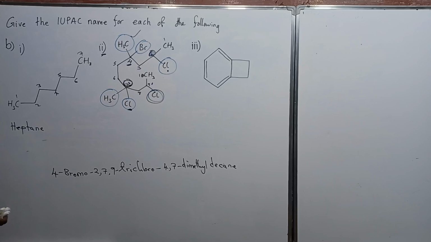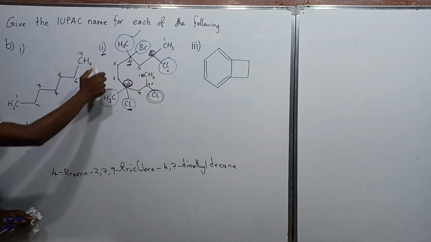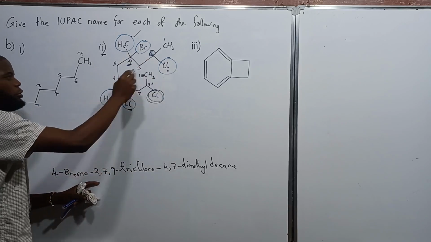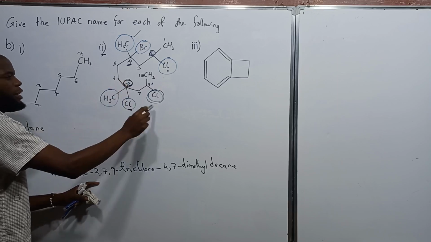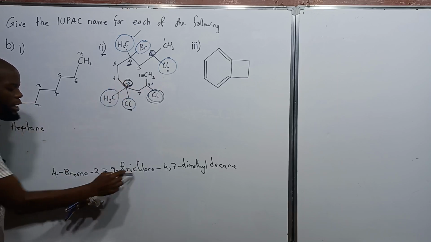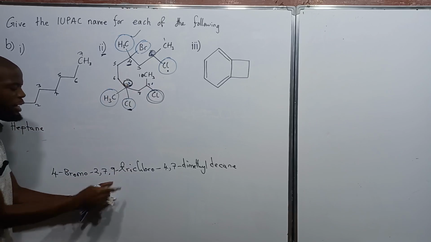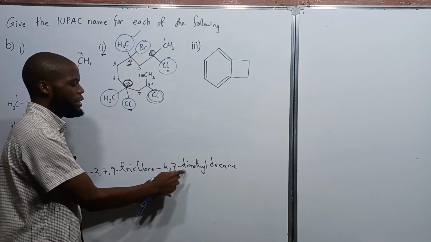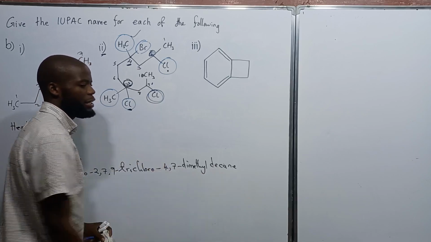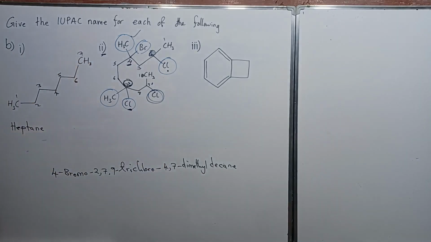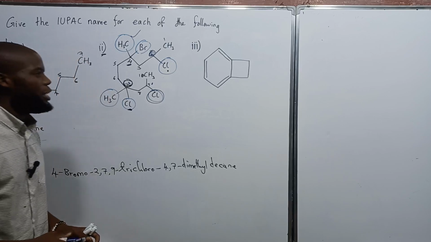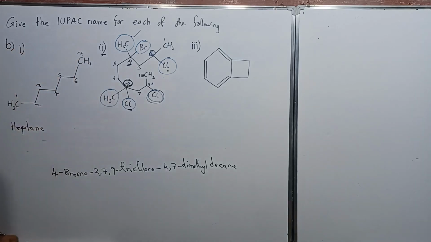So the name becomes 4-bromo, 2, 7, 9, trichloro, 4, 7, dimethyl, then the parent name is decane. Down to the last organic compound.